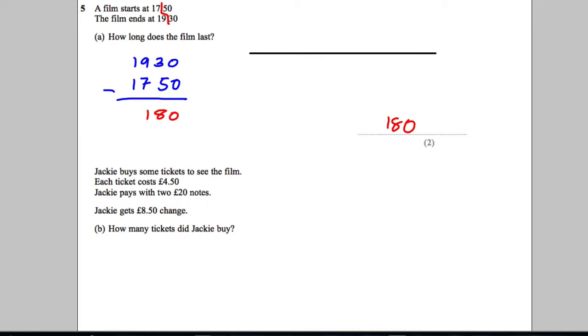I think it's easier to think of it in the following way. Imagine you're at 1750 and you want to get up to 1930. How far do you have to go? Now, 10 minutes gets you to 1800, right? And then you know that to get from 1800 to 1930, that's clearly going to be 1 hour and 30 minutes. So you've got 1 hour, you've got 30 minutes, and you've got 10 minutes. So the answer is 1 hour and 40 minutes.